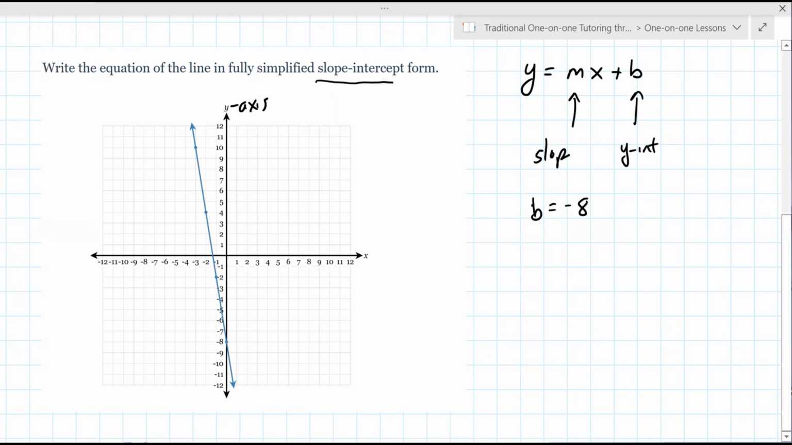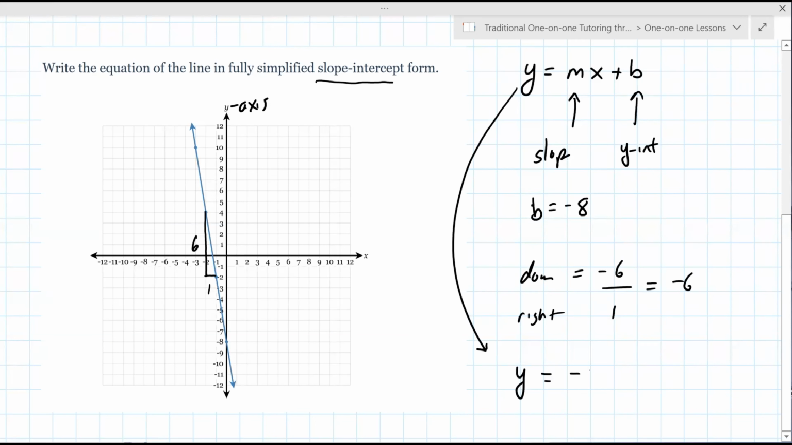Now the slope, that's why they wanted you to draw these two lines, because you go down and then you go right. You actually go down 6 and right 1. When you go down with the slope, that corresponds to a negative. You're always going right. So your slope is negative 6. So you just put those into this equation here: y equals minus 6x plus negative 8, or minus 8. So what this means is it goes through minus 8, and the slope is down 6 and right 1.